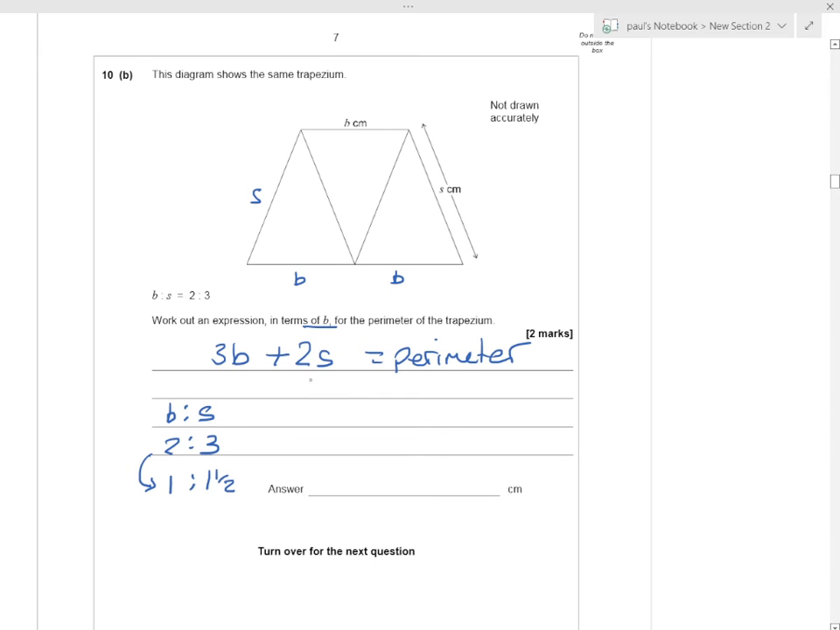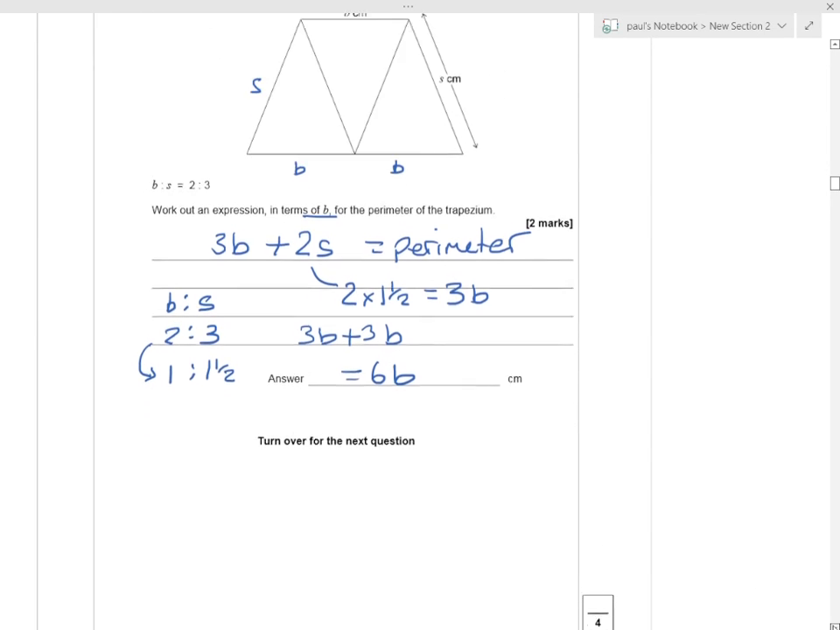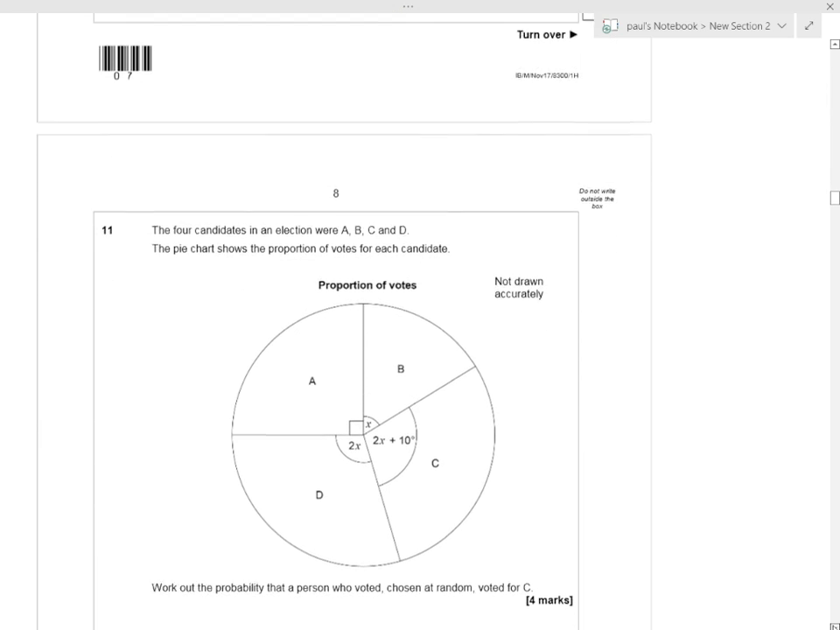So this 2 times 1.5 is equal to 3. So 2S is the same as 3B. Therefore, we've got 3B plus 3B, this is difficult, this one, which equals 6B. 6B centimetres. Awkward, not happy about that one.